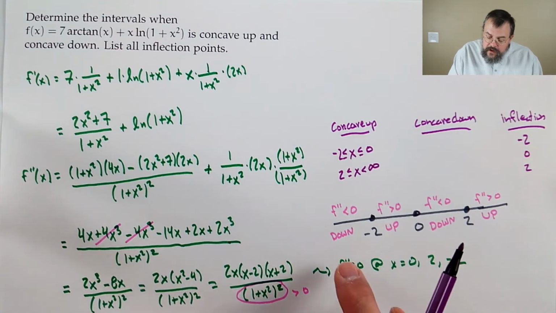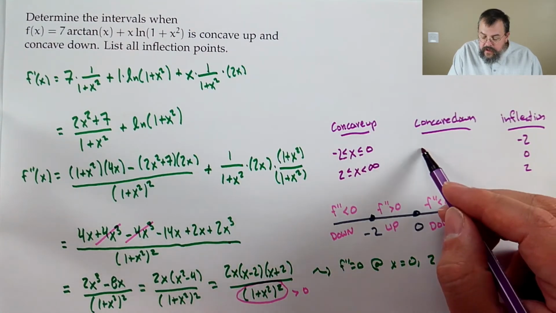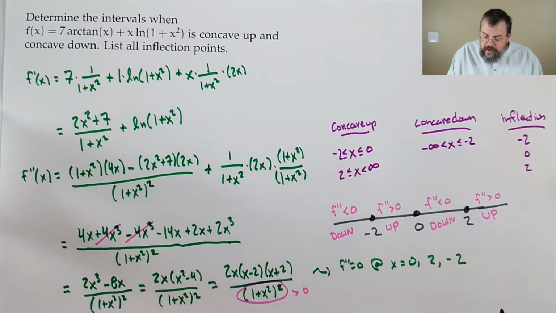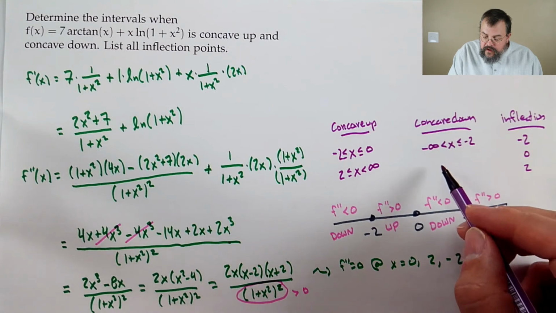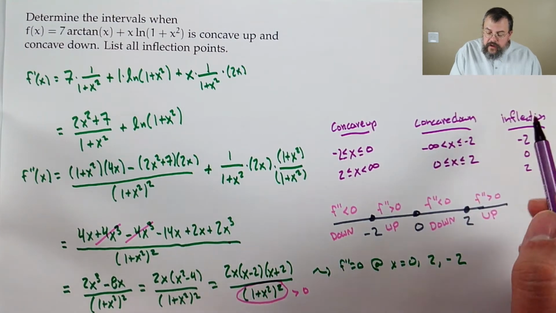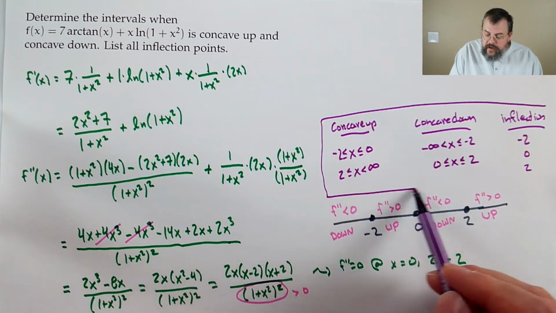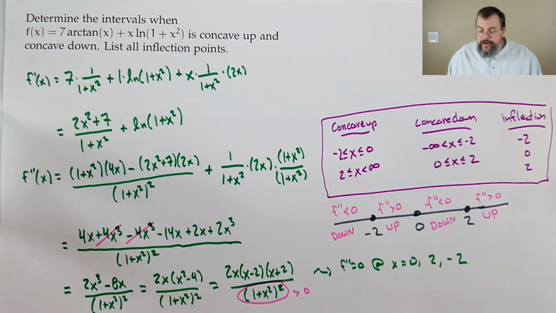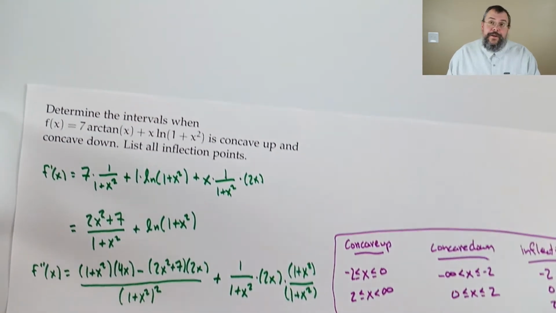Where are we concave down? Below -2, negative infinity less than x less than or equal to -2, and between 0 and 2, 0 less than or equal to x less than or equal to 2. And there we go. We've identified all the places where we're concave up, concave down, and also our inflection points. Good. Whew. Did it all. All right. We're getting a lot of algebra practice. But of course, it's good to get algebra practice.